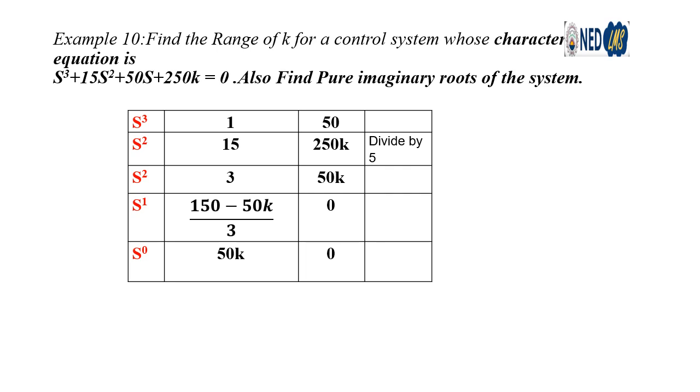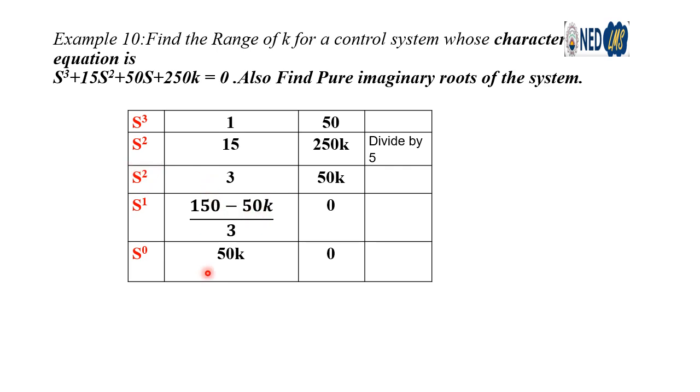So for the range of k, we'll make the Routh table, starting with s cube, then s square, s raised to the power 1 and s raised to the power 0 in the first column. Then we fill the first two rows using the coefficients, that is 1 and 50 as alternate coefficients, and in the second row the coefficient of s square is 15 and the alternate is 250k. Then we will complete the Routh table: 15 multiplied by 50 minus 250k upon 15. We have first simplified this s square row by dividing it by 5, and then we have completed the Routh table.